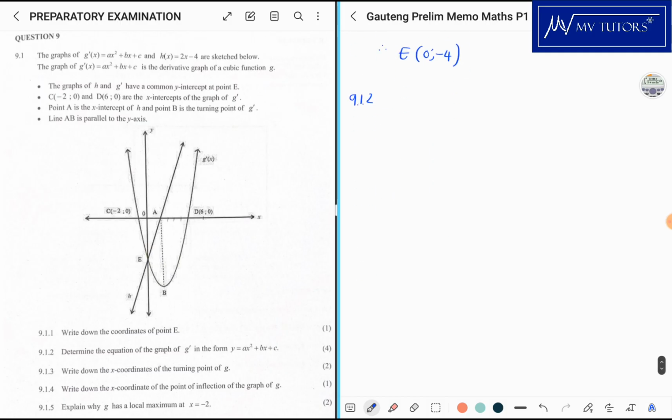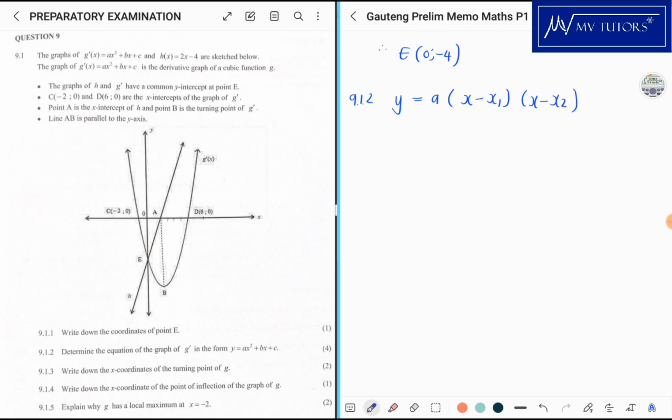9.1.2. Determine the equation of the graph of G in the form y = ax² + bx + c. They have given us the x-intercepts, and we also have a y-intercept, and that will help us a lot. If you have your intercepts, you can basically use this formula, y = a(x − x1)(x − x2).